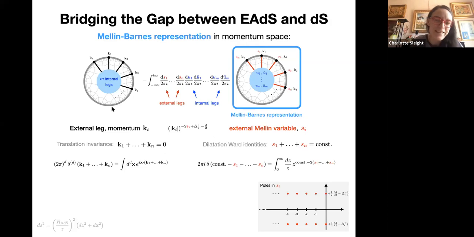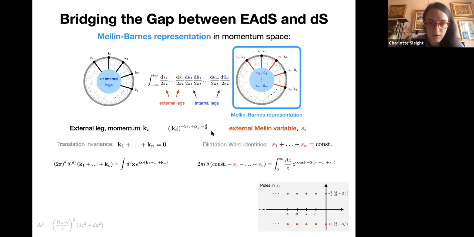Okay, so in this Mellin representation, if you have an external leg, this is described by what I call a single external Mellin variable Si, where this boundary momentum Ki enters the Mellin representation in the way that you see here on the slide. So we have an exponent that is fixed in terms of the external Mellin variable Si, as well as the scalar dimension delta plus of the corresponding operator on the boundary.